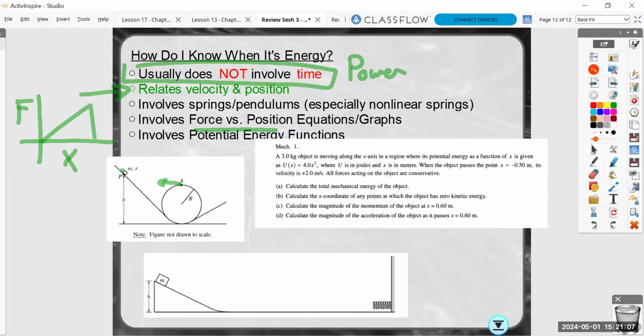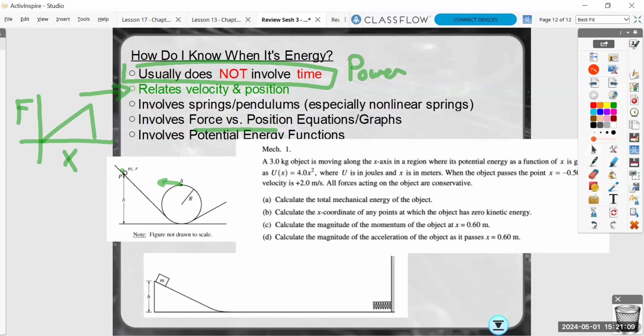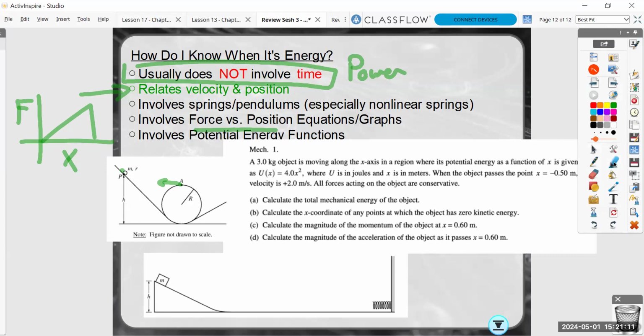Here's one that was given a number of years ago where they just straight up give you a potential energy function. And then they're like, and go. That's certainly a potential energy graph.